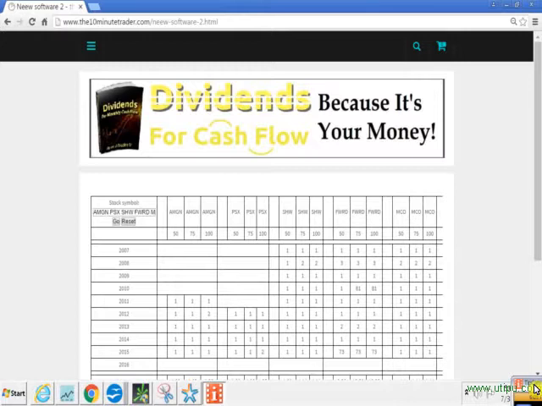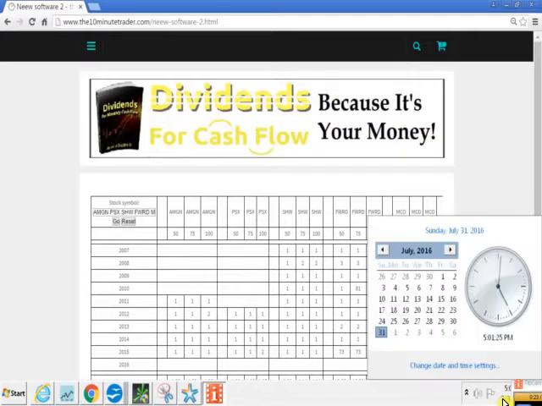We're going to quickly go over our new software. Now, before we go over the new software, I'm going to show you where we actually get all of the dividend dates from all the stocks that we're looking at. Now, we look at stocks 10 days in advance. So I'm going to quickly bring up the calendar so you can see where we are today.